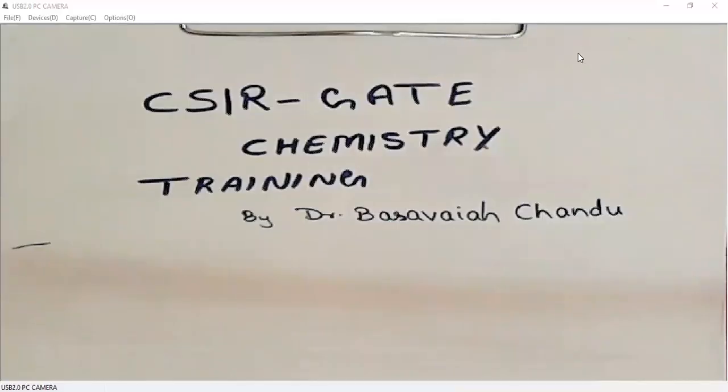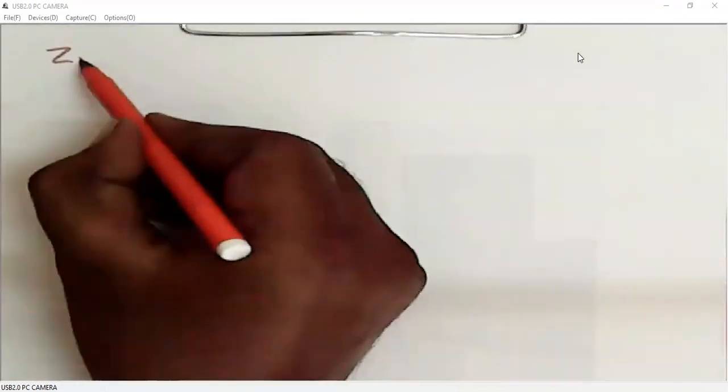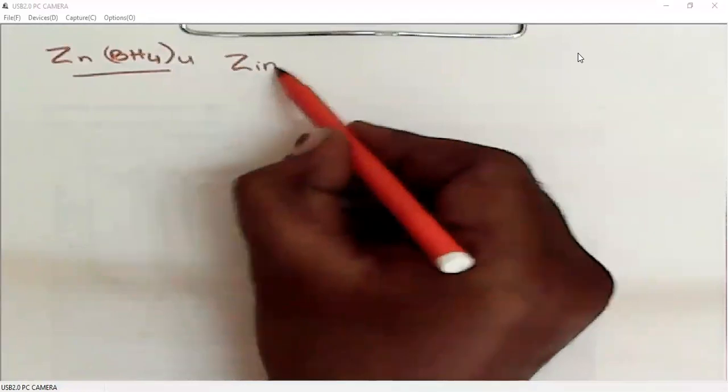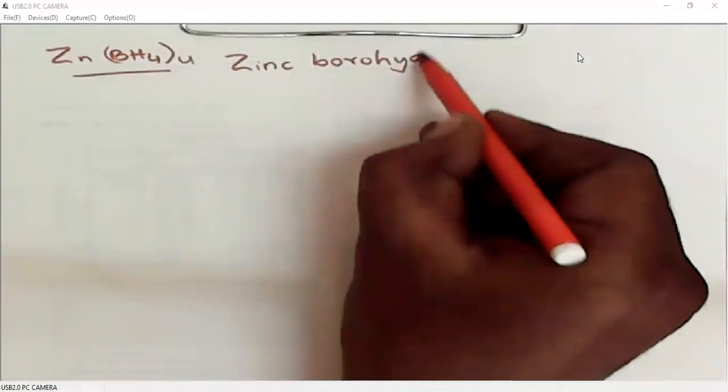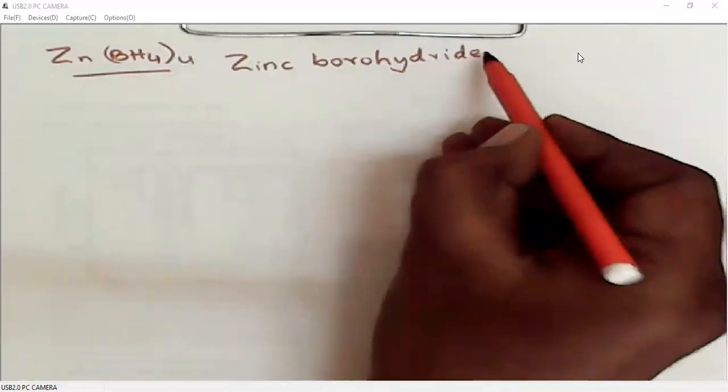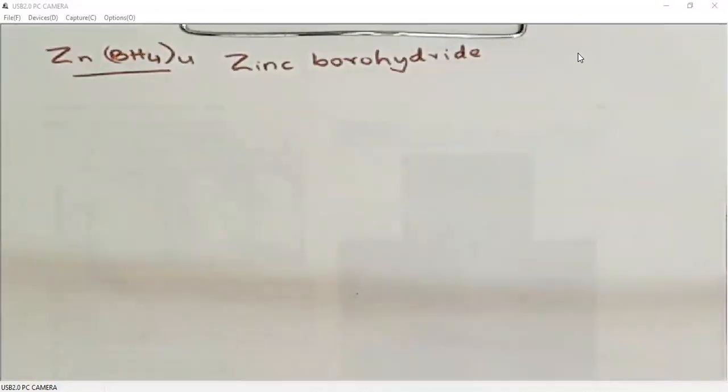Good morning. Welcome to the class on reductions. We have just discussed lithium borohydride. Now we will discuss zinc borohydride. The next reducing agent is zinc borohydride.